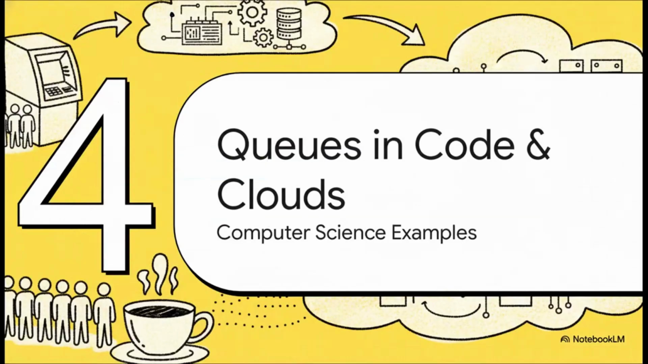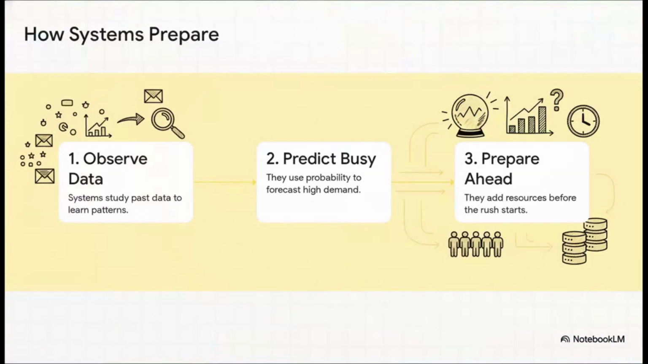So far, we've been talking about coffee shops and ATMs, but this exact same thinking is running silently in the background of all the technology you use every single day. So let's connect these ideas to the world of computer science. Smart systems, whether we're talking about a store or a website, follow this simple 3-step playbook. First, they observe past data to learn the patterns. Then, they use probability to predict when the busy times are going to be. And finally, this is the most important part. They prepare in advance, adding more resources to handle what's coming.